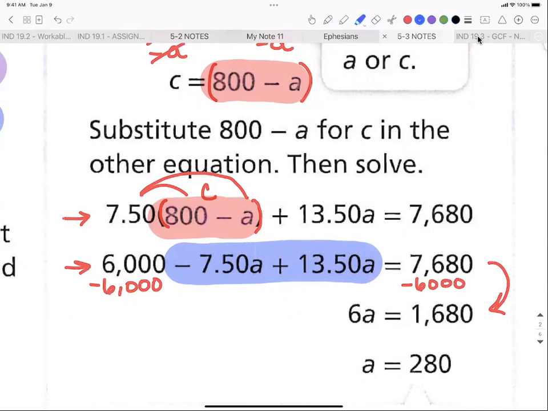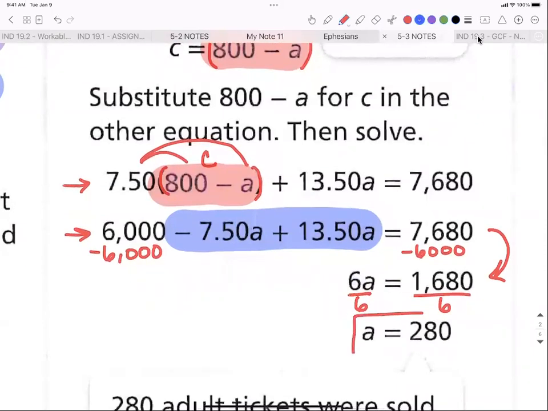All right, so we've got negative 7.5A and positive 13.5A. And so when we combine those A's, that's where they got that 6A, okay? And then lastly, now we're ready to kind of pick up from where they were, because like I said, they skipped a lot. We're going to divide by 6 and divide by 6. And that's how we get that A equals 280. So we know that there were 280 adult tickets sold, okay?